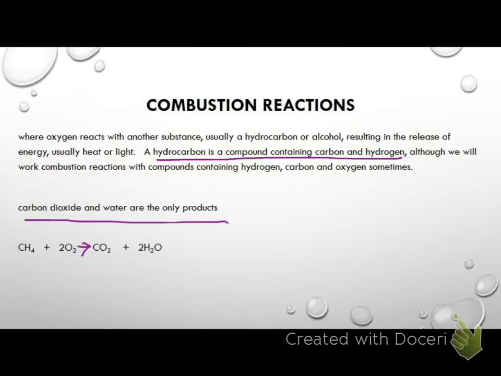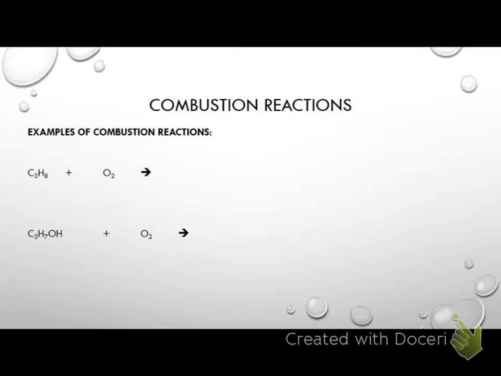So always going to make CO2 and water. So here's an example of one that's balanced for you. And so let's do a couple examples because they are the easiest. Okay, these first two examples, we have C3H8 plus O2. Again, always going to make CO2 plus water. So you can always just write that down when you see a combustion.